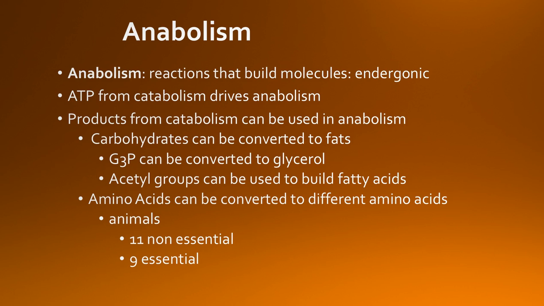Amino acids can be converted into different amino acids with anabolism. Plants can make all the amino acids that they need. Animals, it's a little different. We can make 11 of the 20 amino acids on our own. These are called the non-essential amino acids. The 9 essential amino acids we need to take in through our diet. There's a great diagram of the metabolic pool in your book on page 144. It's figure 8.12.